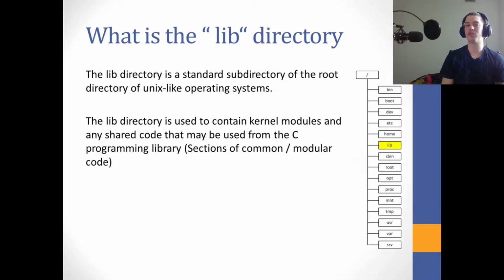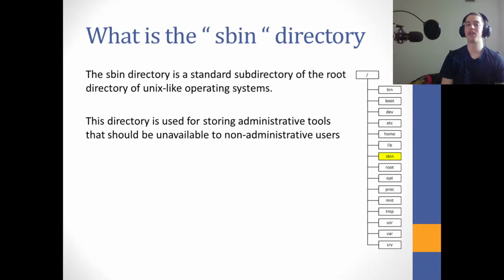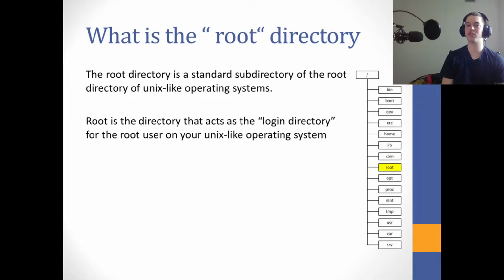The lib directory is used to contain kernel modules and any shared code that may be used from the C programming library. The sbin directory is used for storing administrative tools that should be unavailable to non-administrative users. Root is a directory that acts as the login directory for the root user on your Unix-like system.